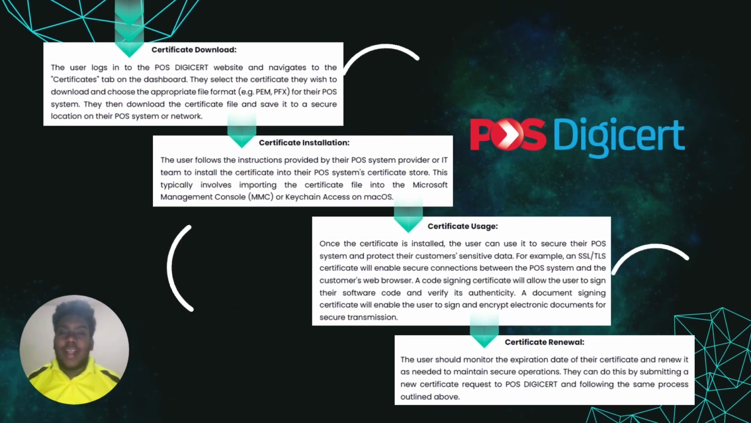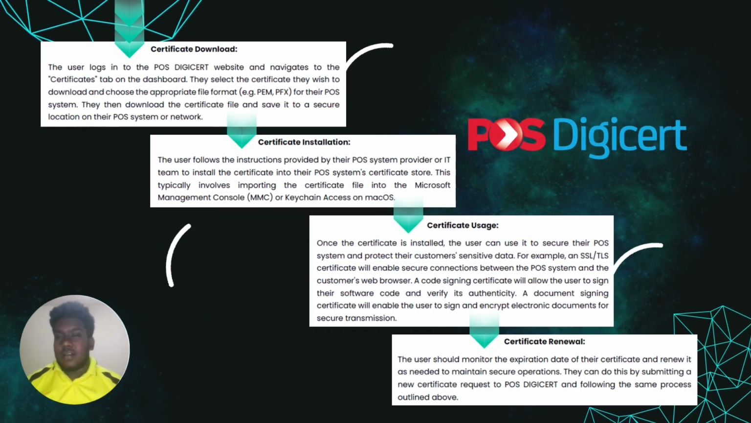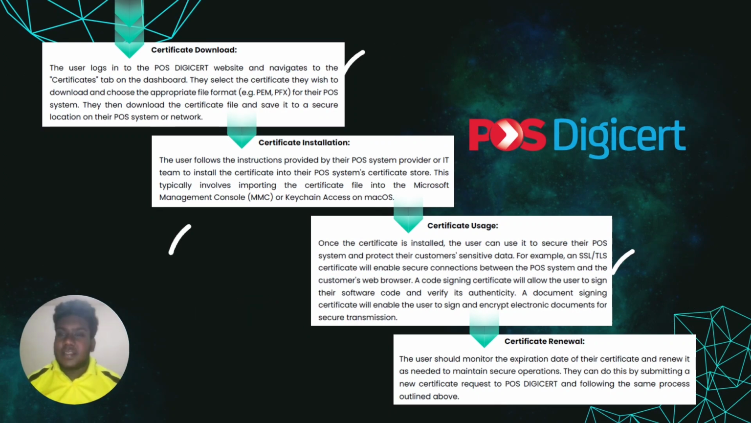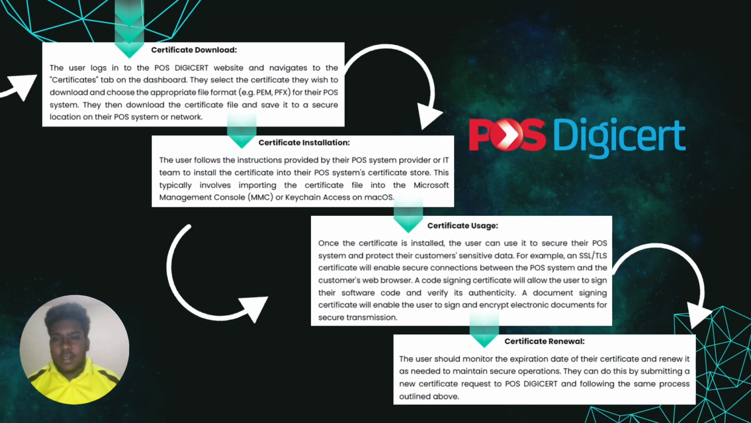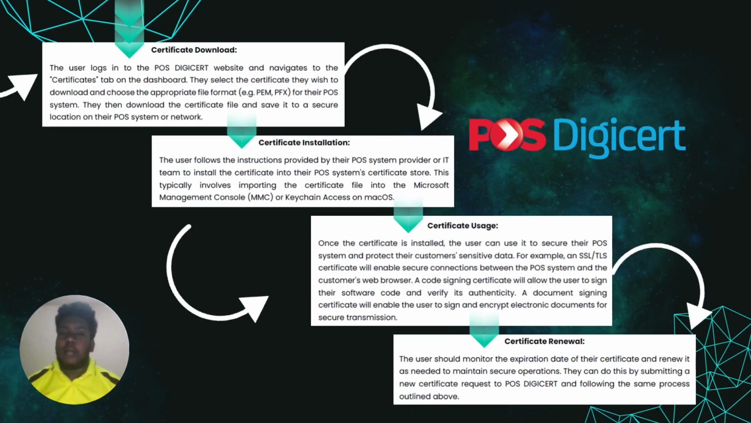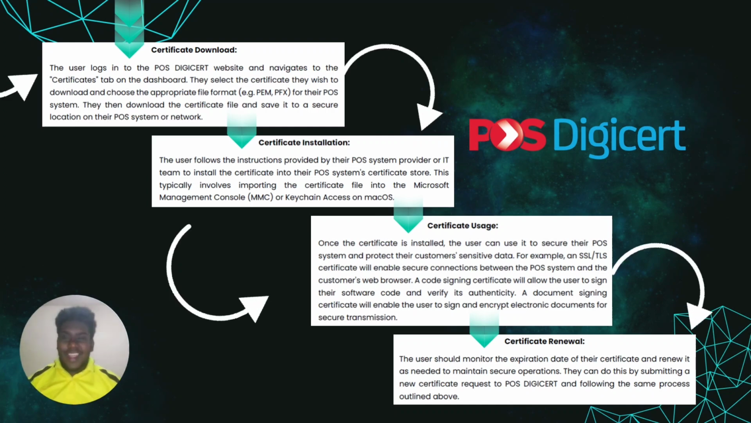Okay, from now I'm going to explain the rest of the flow. First is certificate download. The user logs into the post-DG cert website and navigates to the certificates tab on the dashboard. They select the certificate they wish to download and choose the appropriate file format, for example PEM or PFX, for their post system. They then download the certificate file and save it to a secure location on their post system or a network drive.